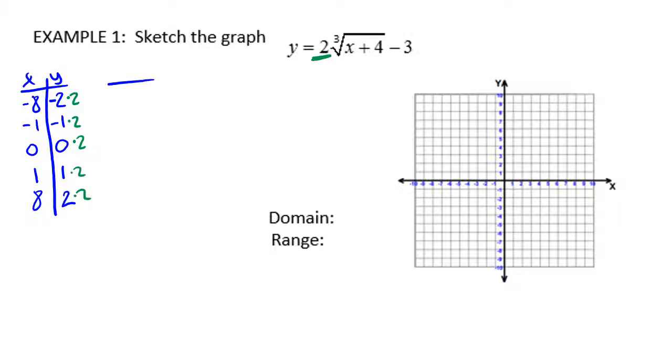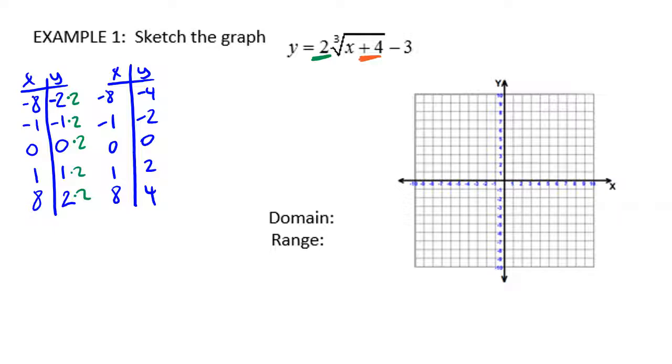So our first table keeps our x values, and our y values now are negative 4, negative 2, 0, 2, and 4. The symmetry makes it very nice on these ones.